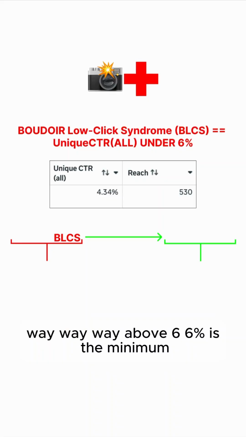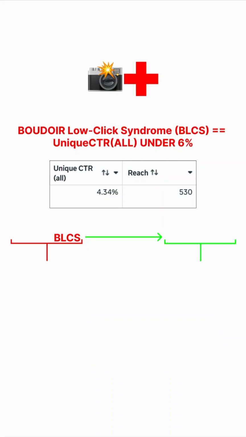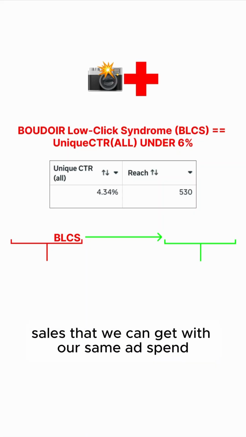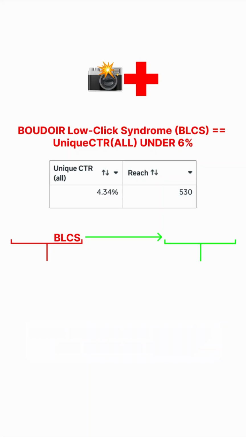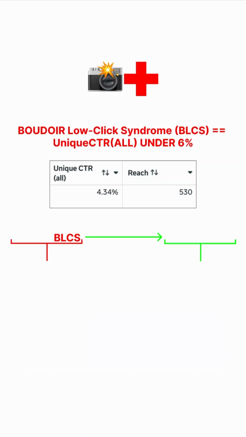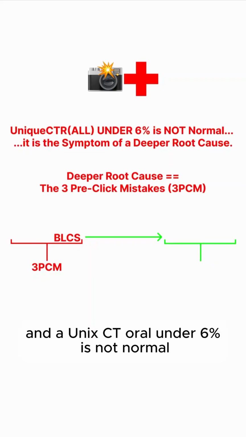Way above 6%. 6% is the minimum because we need to maximize the number of sales that we can get with our same ad spend. So 6% is the minimum. Every Boudoir Facebook ad can be above 6%. Easy. And a unique CTR under 6% is not normal.